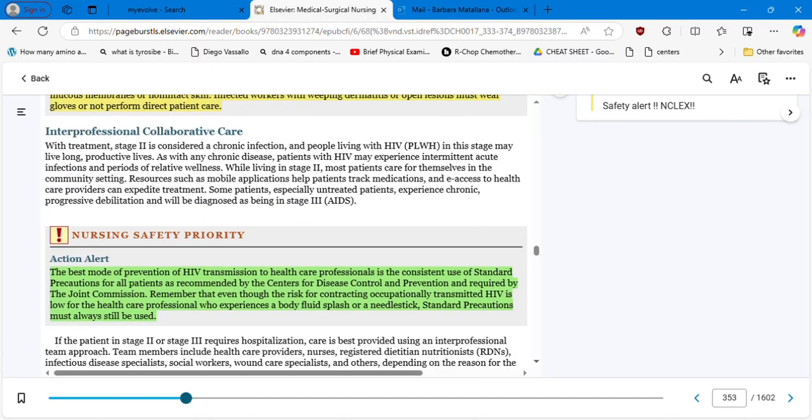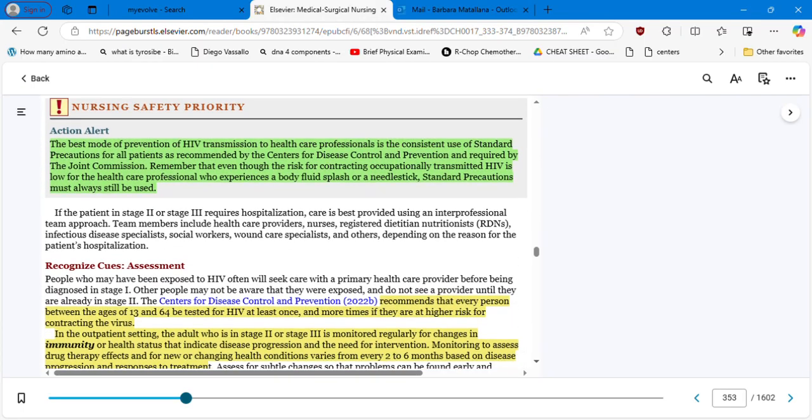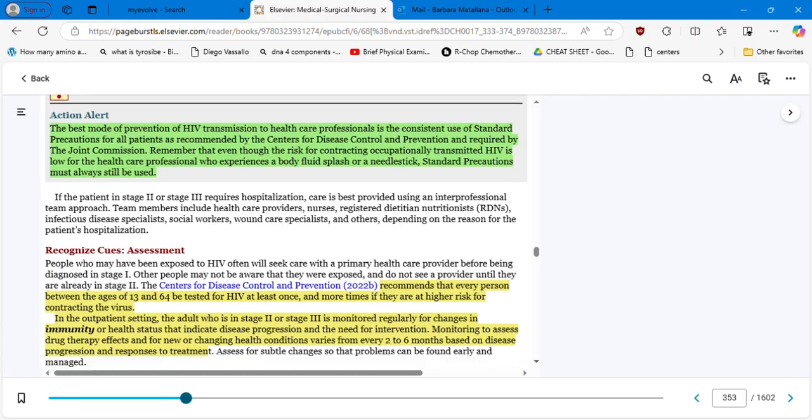Another safety priority: the best mode of prevention of HIV transmission to healthcare professionals is the consistent use of standard precautions, as I just mentioned, for all patients, as recommended by the CDC and required by the Joint Commission. Remember that even though the risk of contracting occupationally transmitted HIV is low for the healthcare professional who experiences a body fluid splash or needle stick, standard precautions must always still be used.